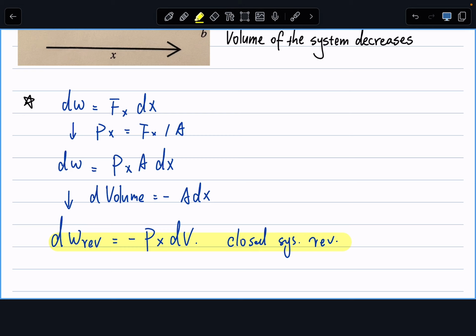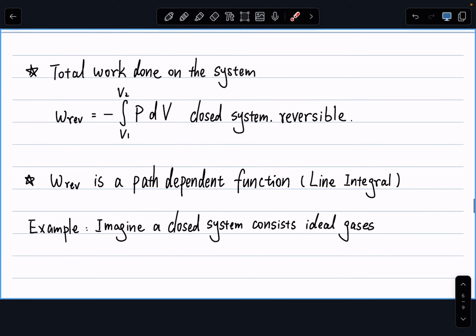Or in this class, more often when we're looking at PV work, whenever we say PV work, we're referring to this kind of work. That's reversible PV work. We'll have the relationship as dW reversible equals negative P dV for a closed system, reversible. Or if we take the integral on both ends, we get the work reversible equals negative integral of P dV, where P is a function of V. All right, so in this class, we will be using these two equations very often.